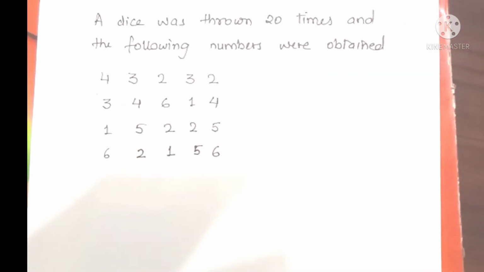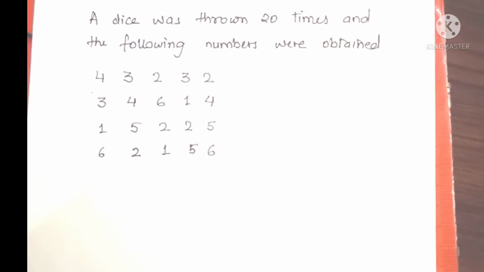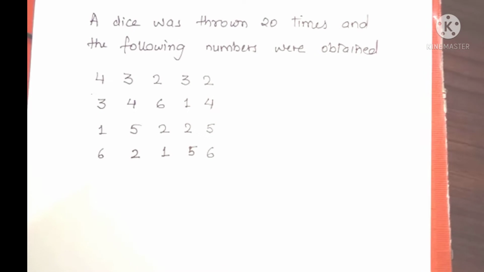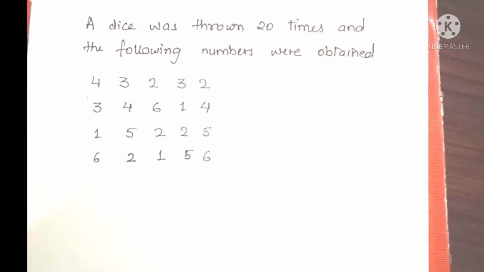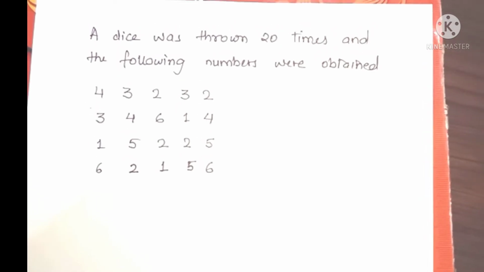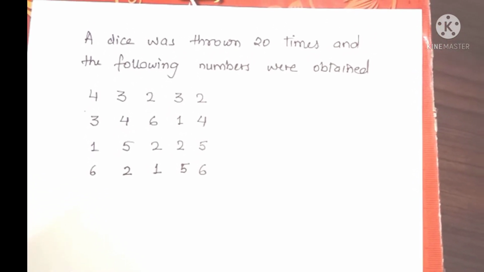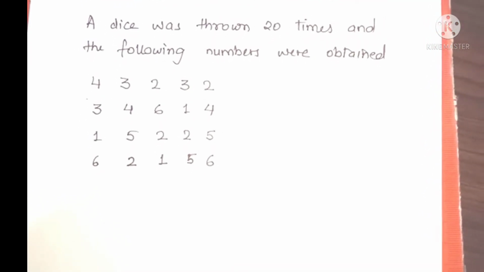If you want to find out the occurrence of a number, or how many times a particular number occurs, we have to first arrange the data in a tabular form, and we'll find out the frequency of a particular number by using tally marks. Tally marks are used to show the frequency of the data. Now let us arrange the numbers in a tabular form.